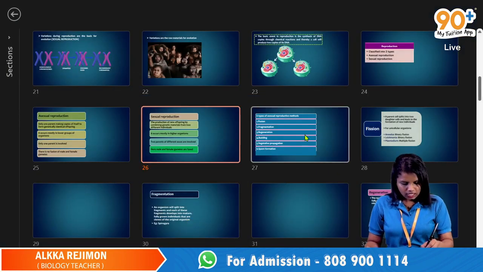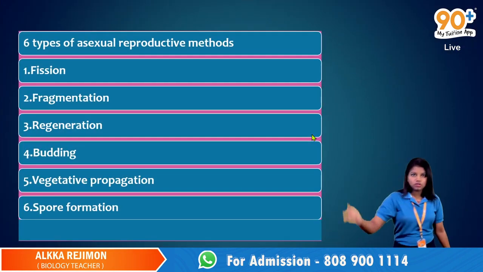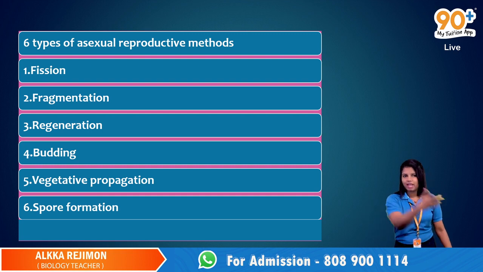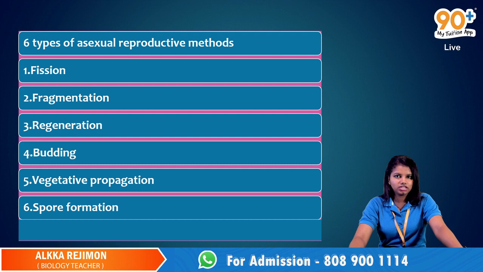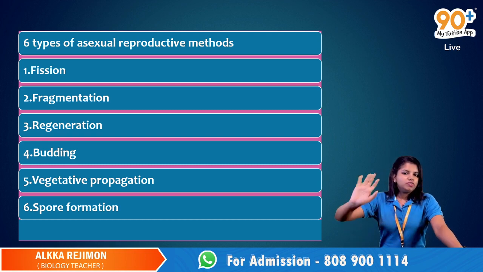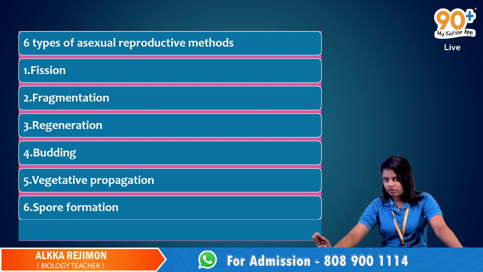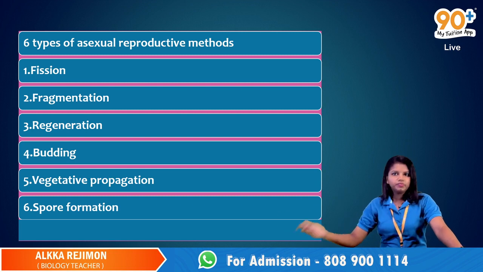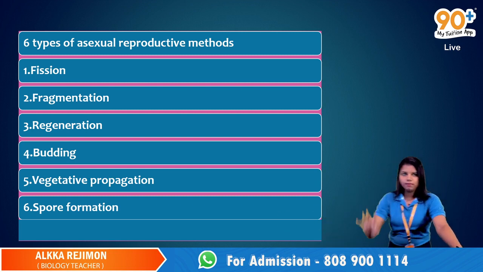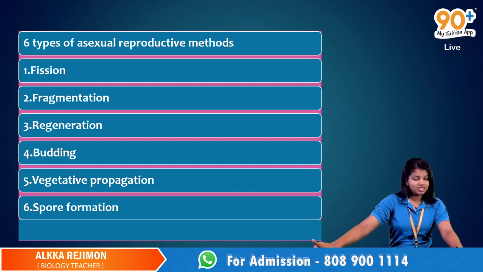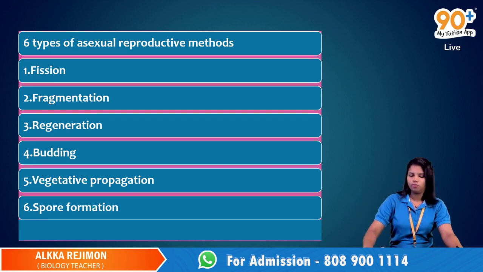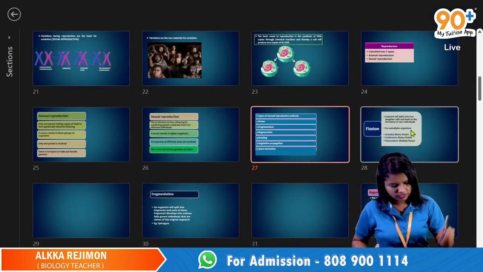Okay. Now let's discuss asexual reproduction with the help of some animations. We will be depicting each and every type of asexual reproduction. We have to discuss majorly 6 types. There are plenty more, and here we are discussing 6 of them. The first one is fission, second is fragmentation, then regeneration, budding, vegetative propagation, and finally spore formation. So let's look into each of them.